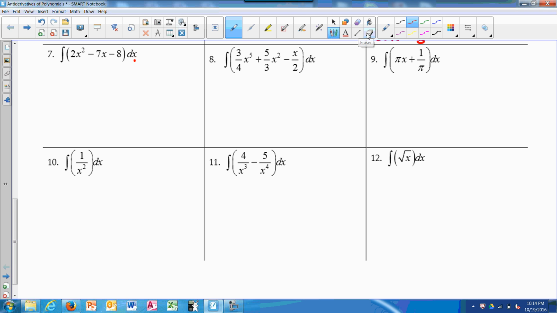Okay, so for number 7, we're going to hold the 2, raise the power, and divide. We have minus 7. We have x to the 1st raises the power to 2 and divide by 2. 8 becomes 8x to the 1st and then plus c.